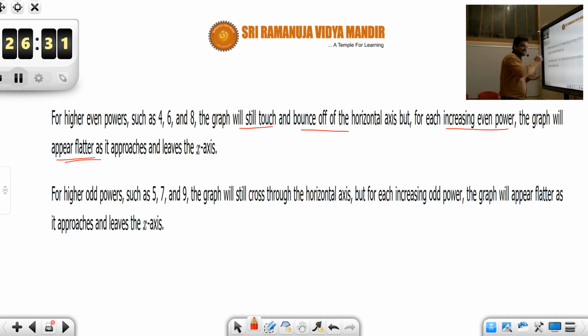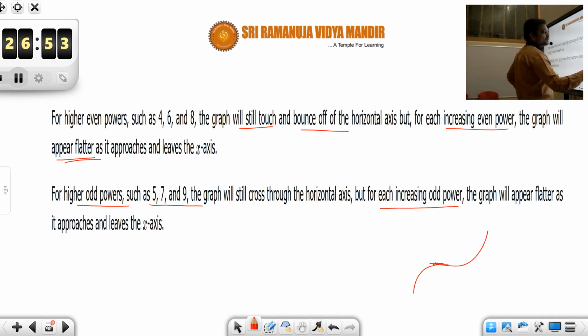So only this flattening would increase as the exponent increases, but the characteristic of bouncing back would remain the same. Similarly, for higher order powers such as 5, 7 and 9, the graph would still cross the horizontal axis. This crossing would happen, but the flattening would increase. For each increasing odd power, the graph will appear flatter as it approaches and leaves the x-axis.